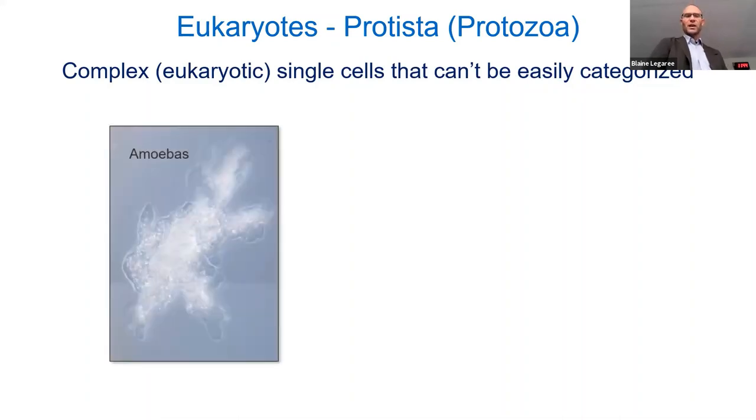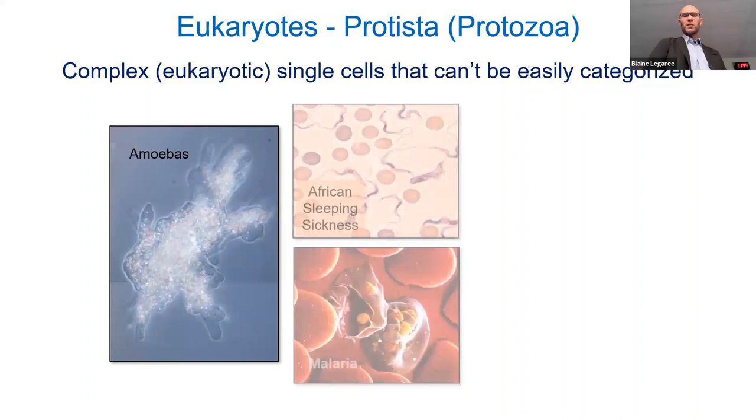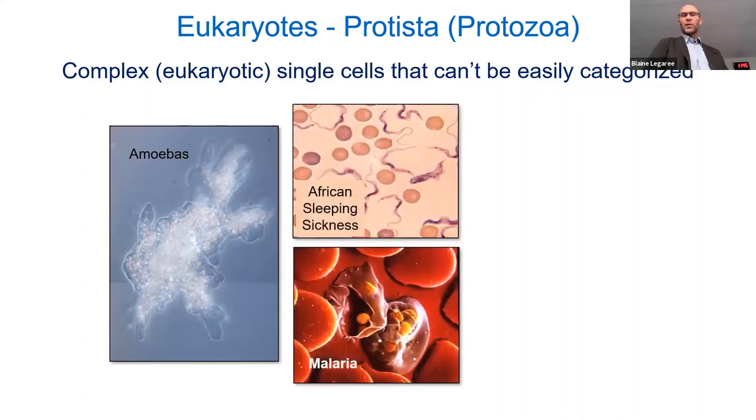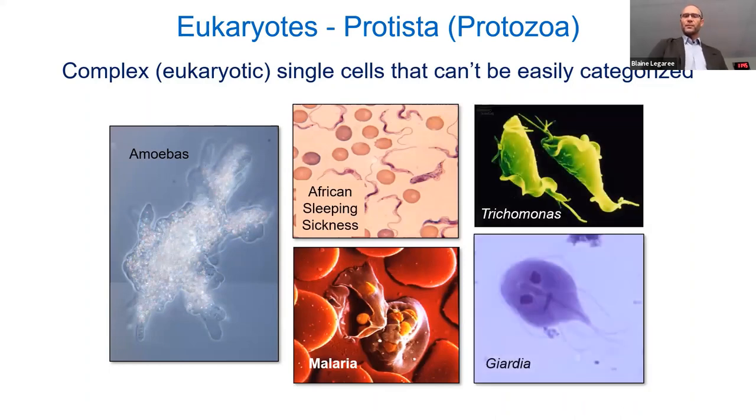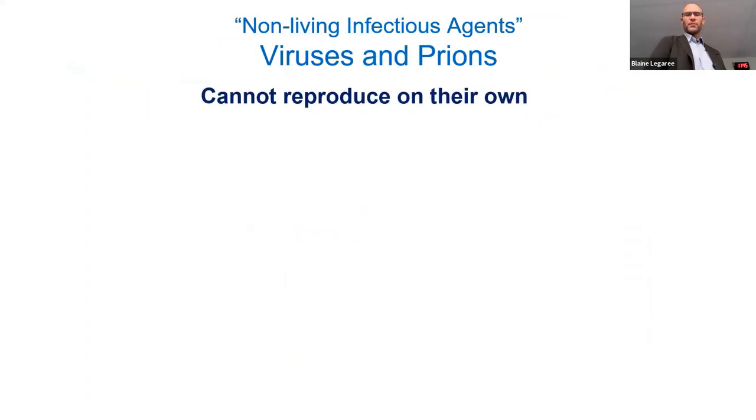word than protist later. But these include things like amoebas. I mentioned the trypanosomes that cause African sleeping sickness. There's the organism that causes malaria. Trichomonas, that's a sexually transmitted disease. Giardia is something that causes a type of diarrhea. So, much more on them.